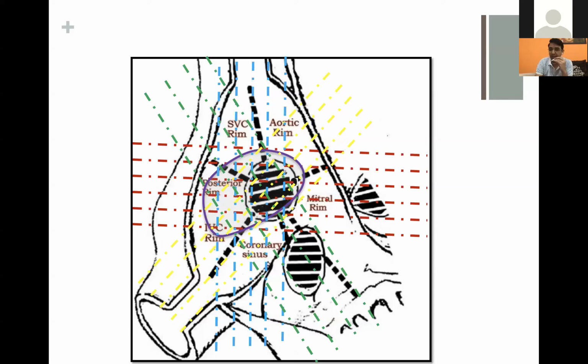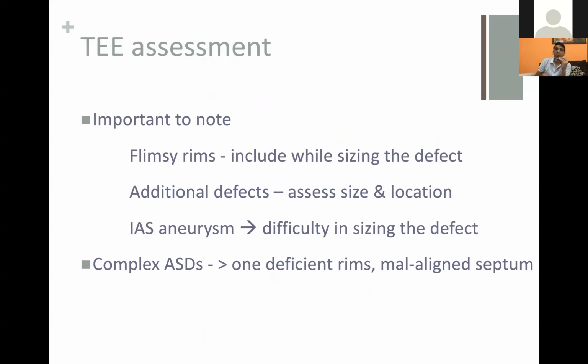Now, if the defect is like this, then the problems are much more. If there is a defect, some additional defect lying somewhere here, then again, it becomes important that we scan the IAS in its entirety rather than just believing or relying on only a few views. So the TE assessment also is important to assess the flimsy rims.